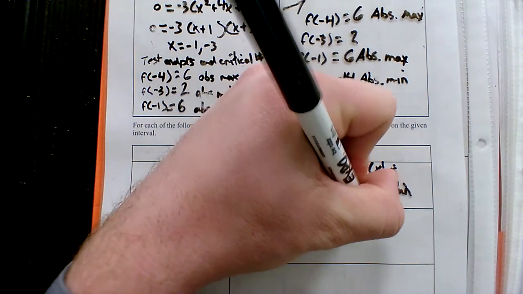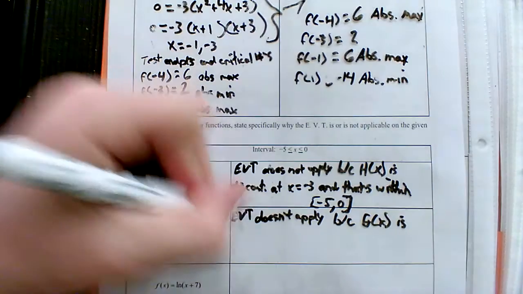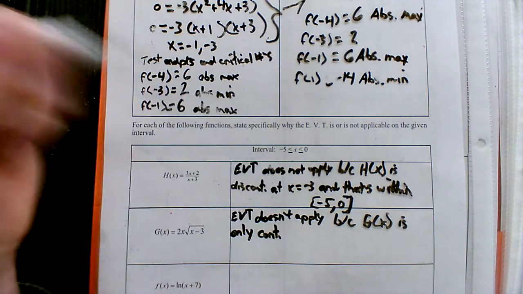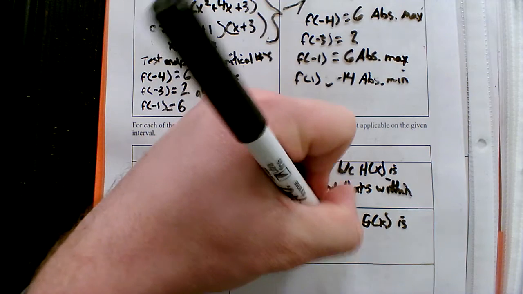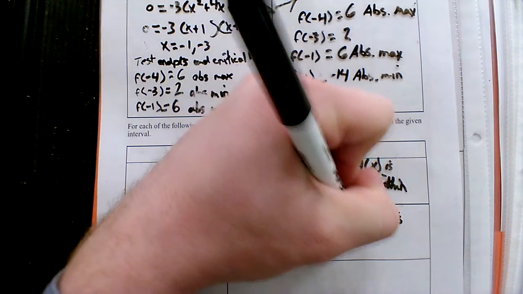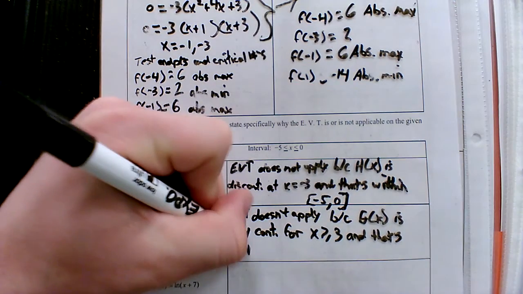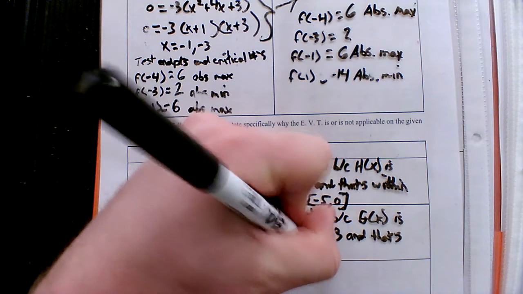because g of x is only continuous for x greater than or equal to 3. It's only continuous for x greater than or equal to 3. And that's not within -5 to 0.